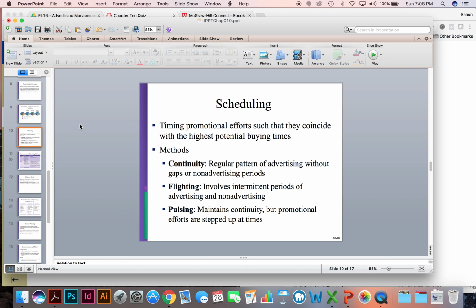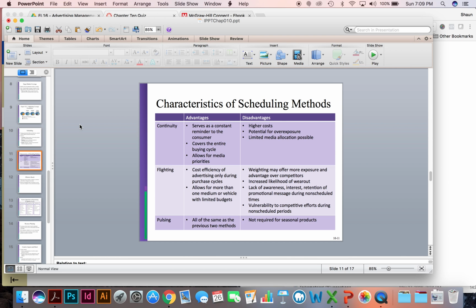For instance, K Jewelers uses a pulsing scheduling time. They constantly maintain advertising, but promotional efforts are stepped up around holidays. There are some advantages and different disadvantages with these scheduling methods.